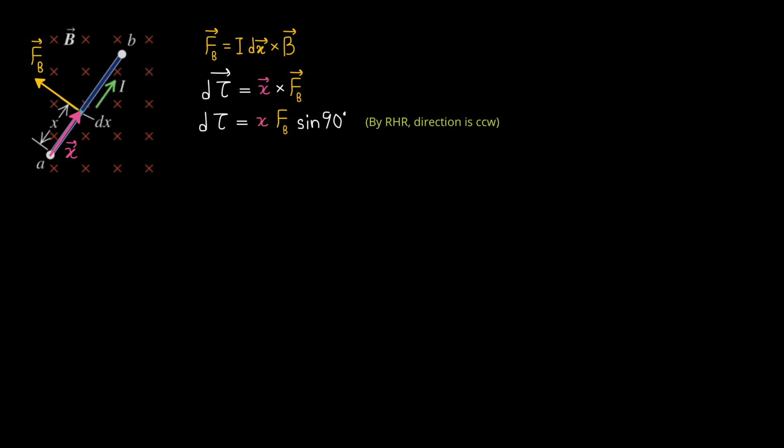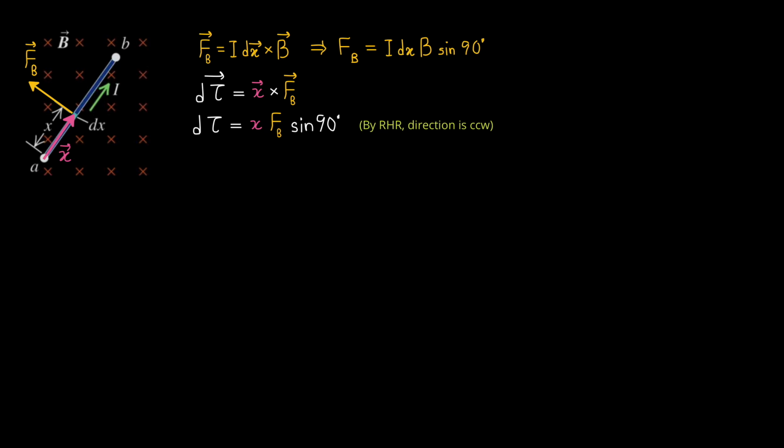And by the right hand rule, the direction of this torque is counterclockwise. How do we determine that? Again, we're doing x cross F_B. Align your right hand in the direction of vector x, curl your fingers in the direction of F sub B. So the curling of your fingers is counterclockwise. Also, you can think of the torque as a counterclockwise torque, or the direction of the torque vector is the direction of your thumb, which is out of the page.